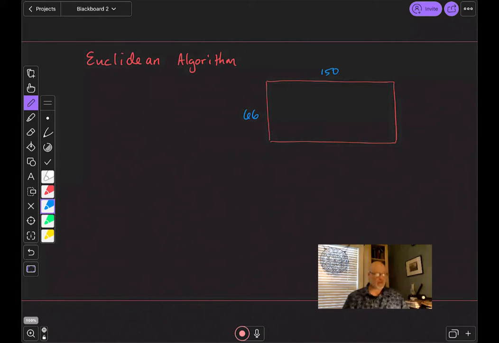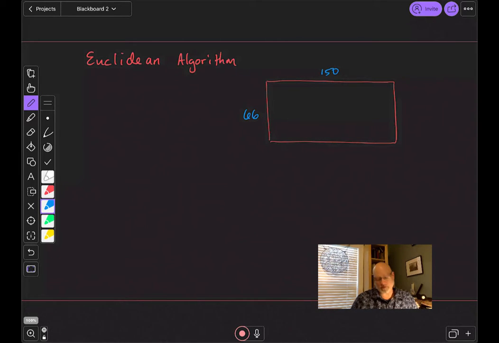The first step is we're going to be slicing this rectangle up. We're going to keep slicing until we get a square, until it's all squares. That's the goal. If we can get down to a square, essentially that square is the thing that could fill the rest of the rectangle and be our greatest common divisor.